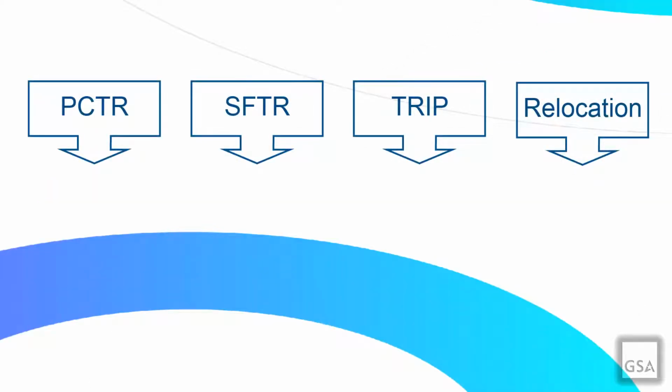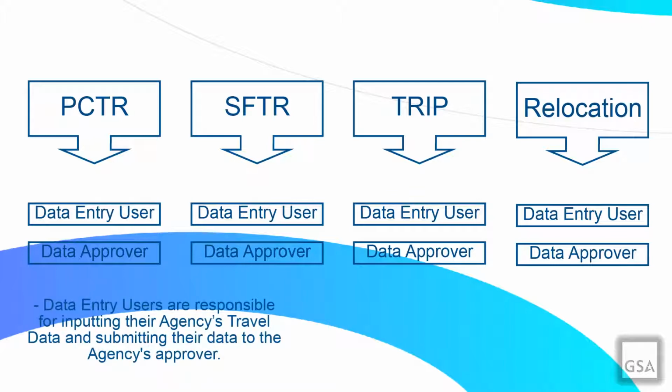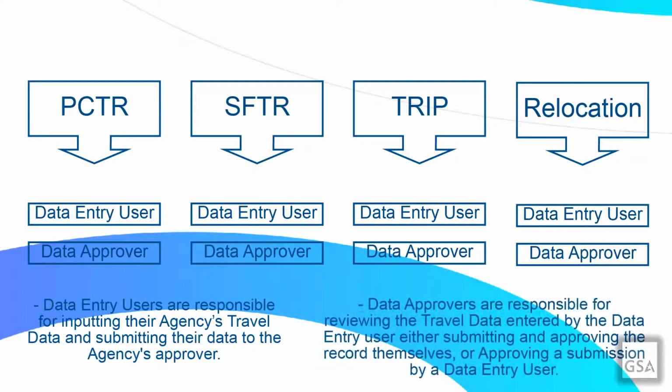Travel user roles are separated by the sub-applications the data is being submitted for, being PCTR, SFTR, Trip, and Relocation, while the access within those record types is broken down further by the data entry user and the data approver. Data entry users are responsible for inputting their agency's travel data and submitting their data to their agency approver. Data approvers are responsible for reviewing the travel data entered by the data entry user, either submitting and approving the record themselves or approving the submission by a data entry user.